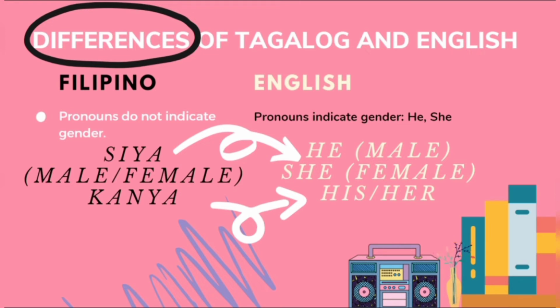Another example, in Filipino, we have kanya. You cannot say in English that it's only his, because you still have to identify who the owner is. Is that a male or a female? So you can choose between his or her.